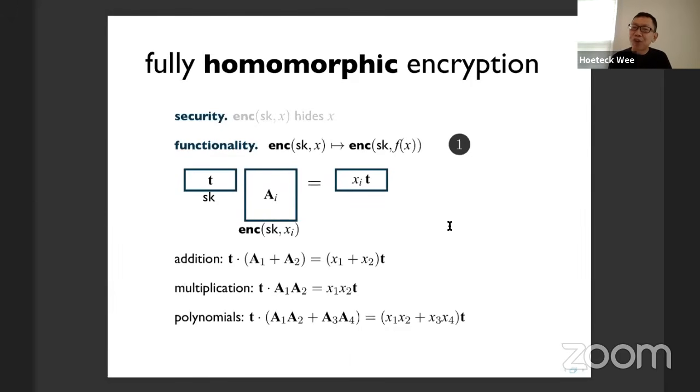So the output of encryption of T comma X is a matrix A such that T times A is X times T. In some sense, I haven't said what the distribution for T is. Think of it as picking a uniformly random matrix A such that T times A equals X times T for now. So pick a uniformly random A that satisfies this equation.